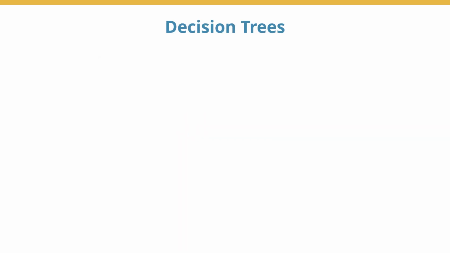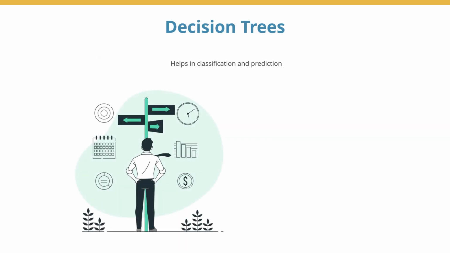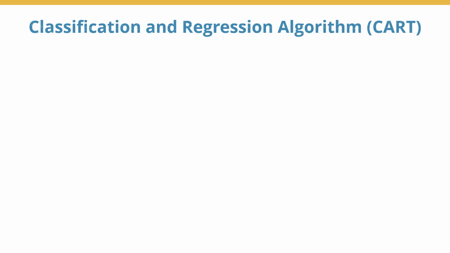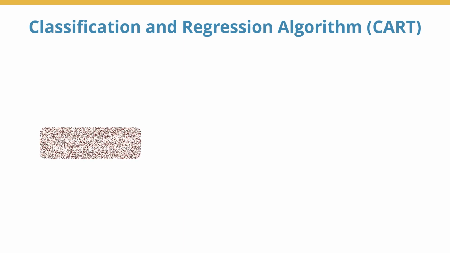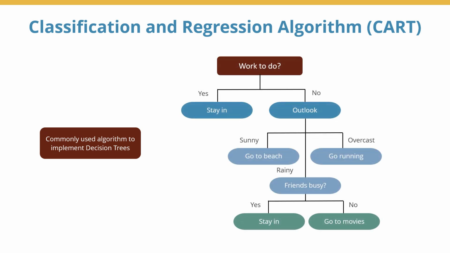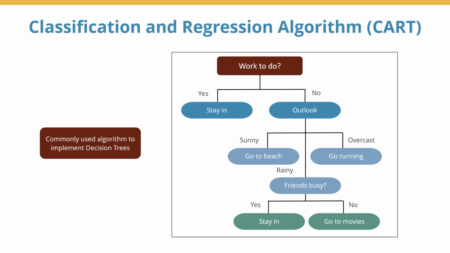Decision trees. Decision trees help in classification and prediction. With decision trees, it becomes easy to understand data to make better predictions. CART, classification and regression trees, is one of the most commonly used algorithms to implement decision trees. Here's a diagram to help you understand the CART algorithm.